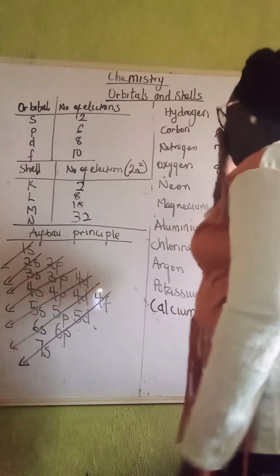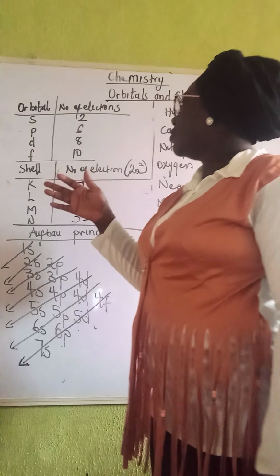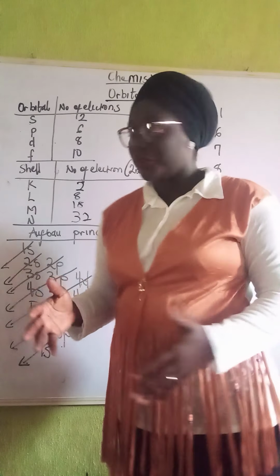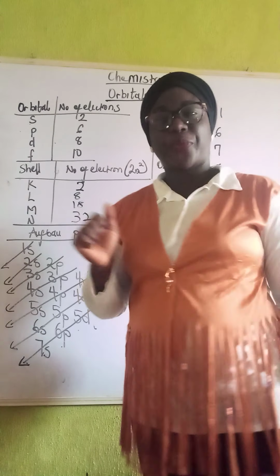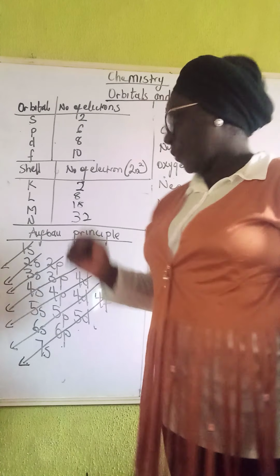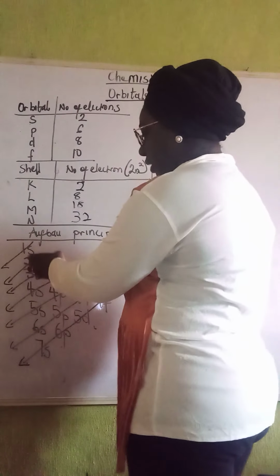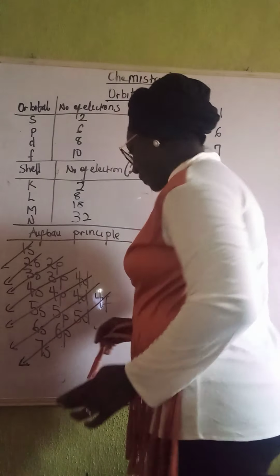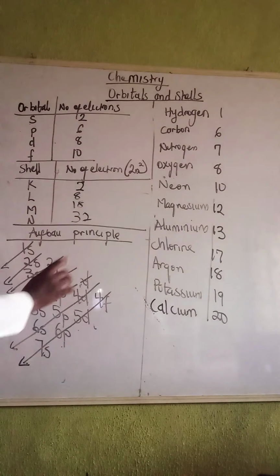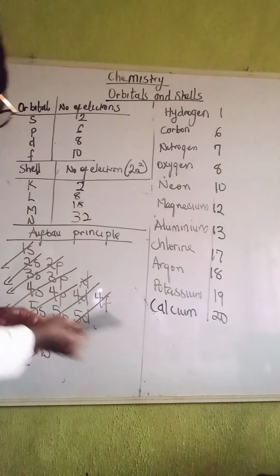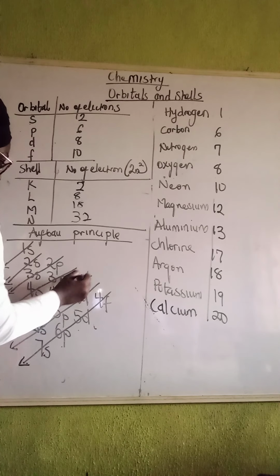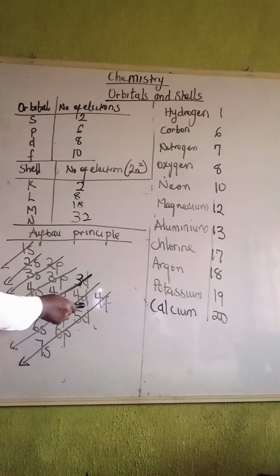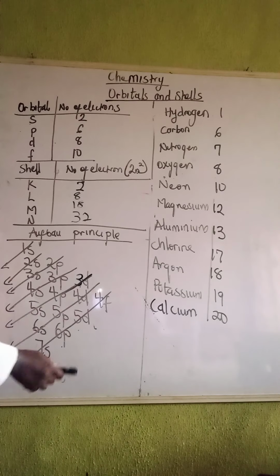Now, it will be incomplete for me to just go straight to electronic configuration without talking about the Aufbau principle. This is how it is written: 1s, 2s, 2p, 3s, 3p, 3d, sorry, this should be 3d, not 4d. So 3d. Then we have 4s, 4p, 4d, 4f, 5s, and so on and so forth.